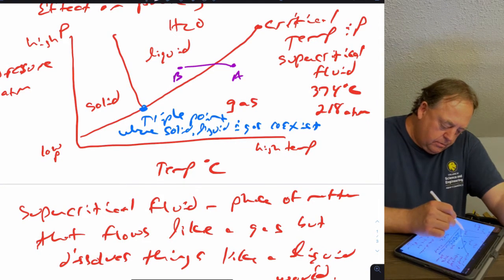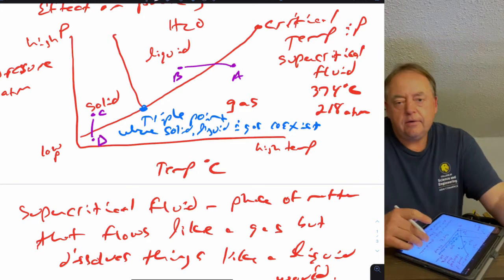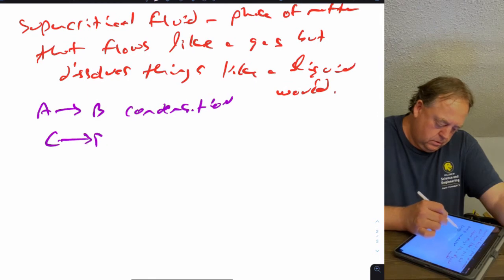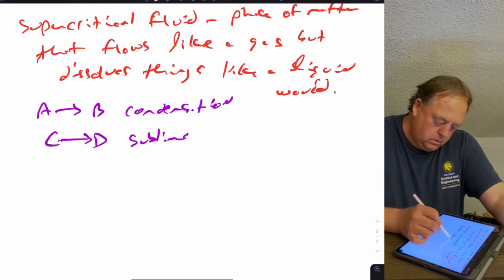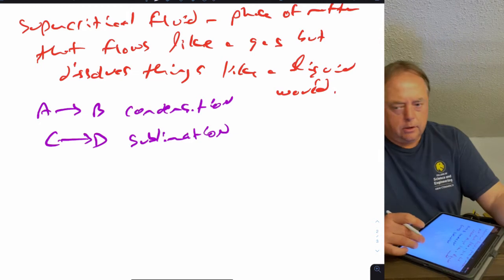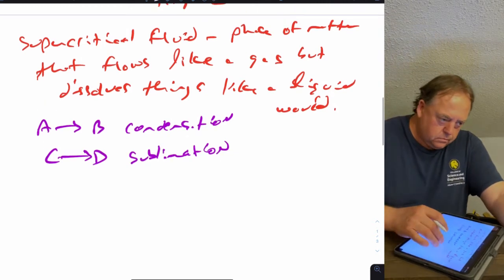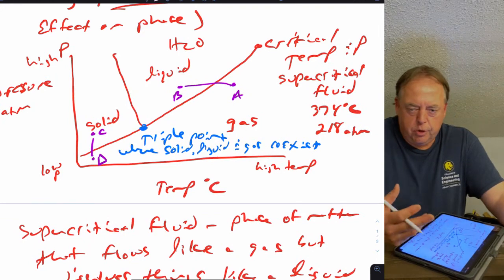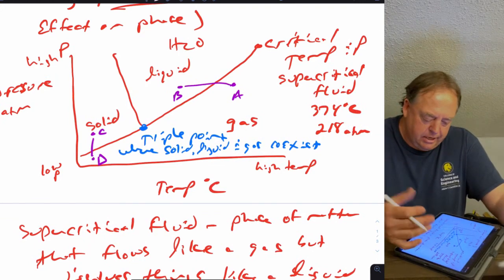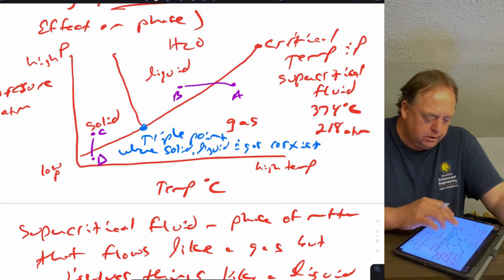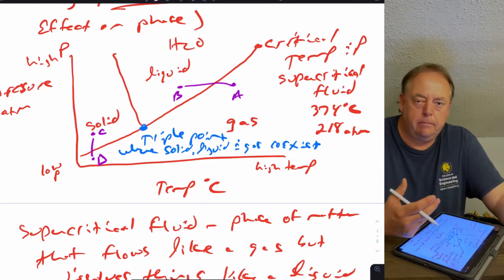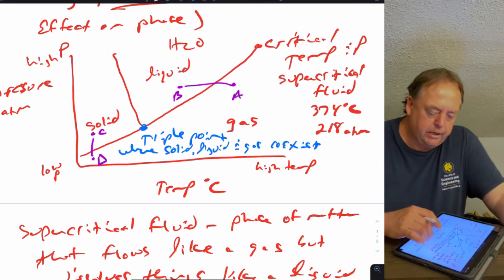Or if you're here at point C and you went to point D, right? What's that called? That would be called sublimation. Okay, so phase diagrams for lots of different compounds are known, and basically they're published in tables so that anybody working with different material can just look and see, at a specific temperature and a specific pressure, what is the phase of that matter? Is it a solid, is it a liquid, or a gas?